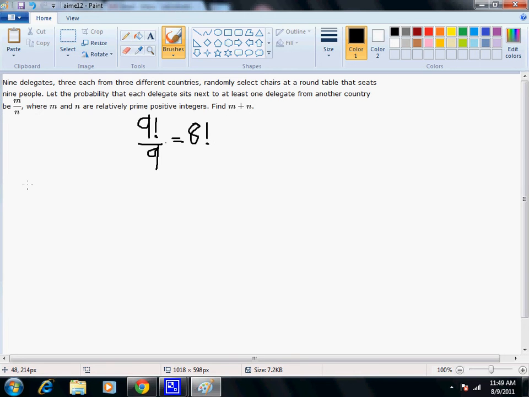So let's consider seating one country's delegates all together. We can glue their 3 delegates into a super person in 3 factorial ways. And then we have this super person and 6 other delegates, which can be arranged in 7 factorial over 7 ways, which is 6 factorial. And since there are 3 different countries, you can choose the one country in 3 ways. So it's like this. Now, of course, in this case, we've overcounted the cases where 2 countries are sitting together.